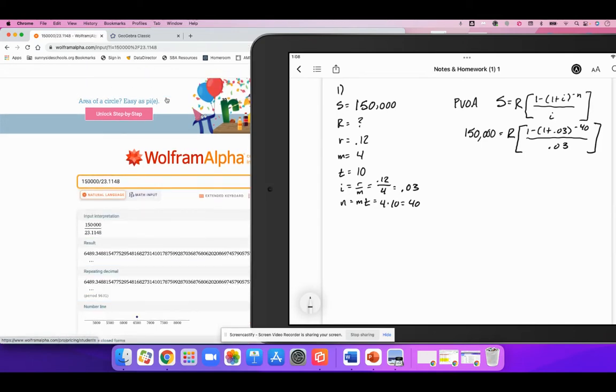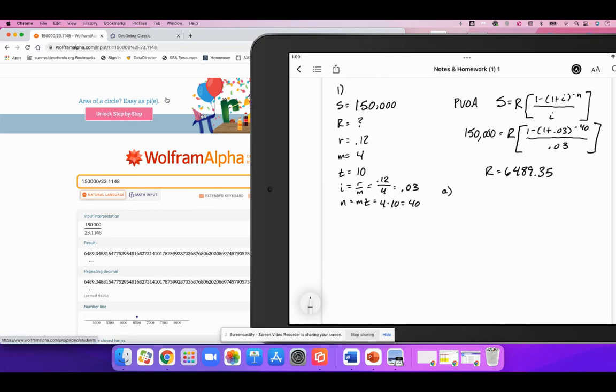And so, what the heck? Oh, it's quarterly payments. I was thinking monthly payments. I was like, oh my gosh, $6,000, or it's $6,000 every 3 months. So that's still quite a lot. So R is equal to 6489.35.